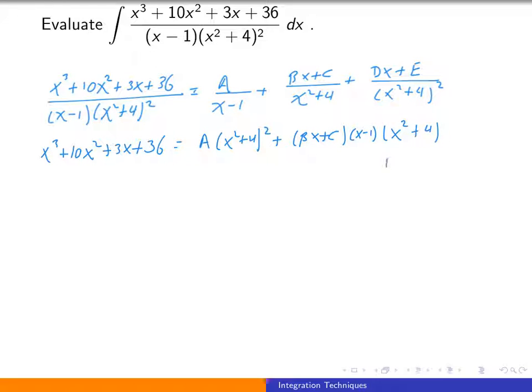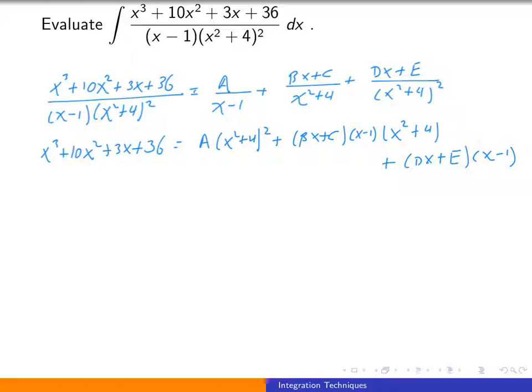And in the last term, both of the x squared plus 4s will cancel, and there's an x minus 1 with it. And at this point we note that corresponding to the linear term, there should be an intelligent choice that we can plug in for x to immediately solve for A. And that intelligent choice will be 1. x equals 1 would make the second and the third term vanish.